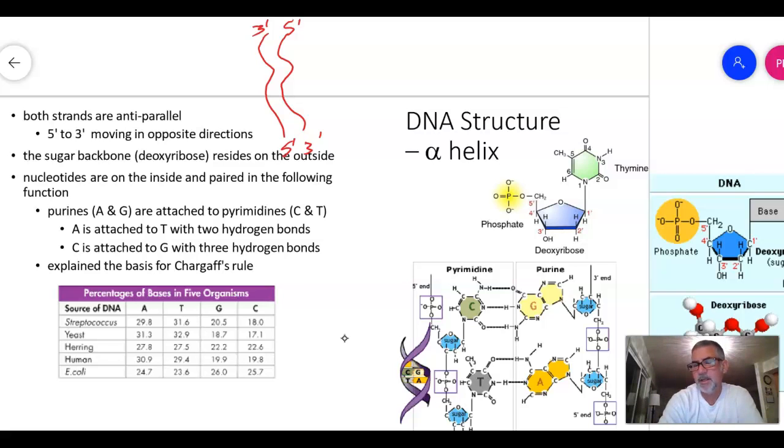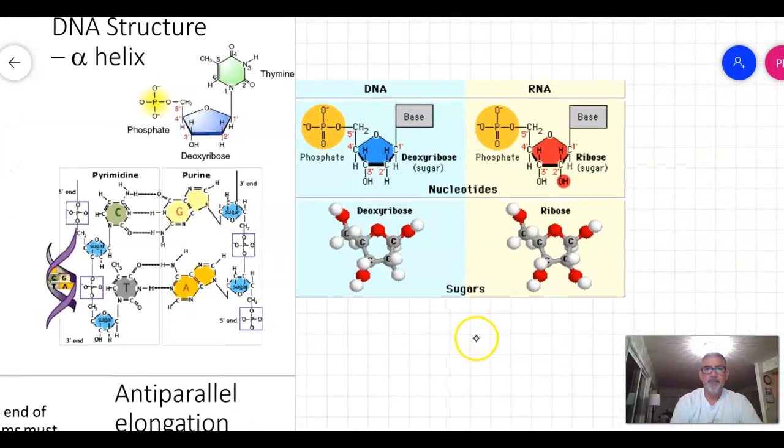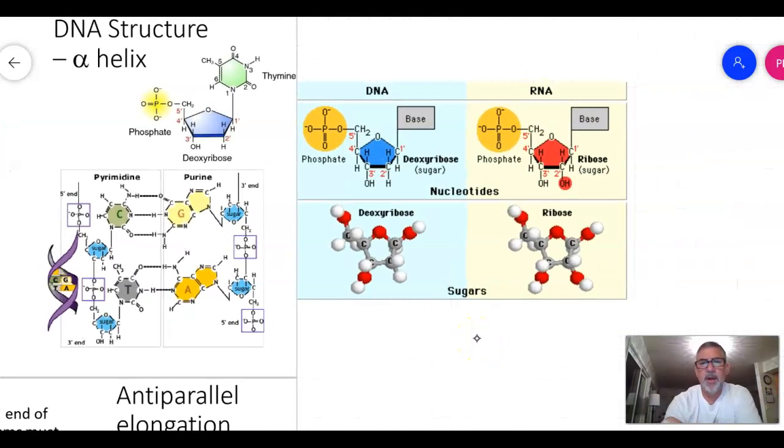They're not exactly identical, but they're complementary. So these are anti-parallel and complementary. What we mean by complementary is A is always bound to T, and C is always bound to G. All right, so let's talk a little bit about DNA versus RNA. So we talk about the primes.